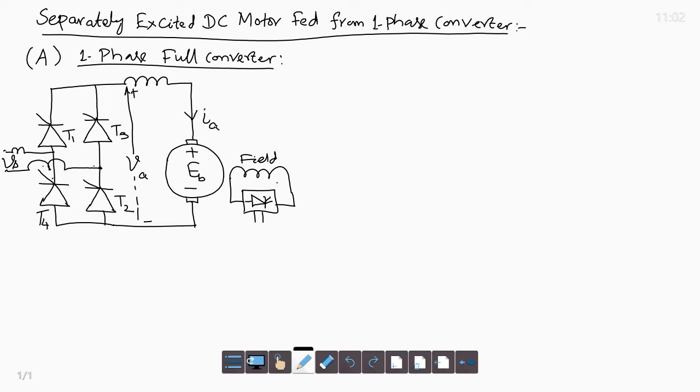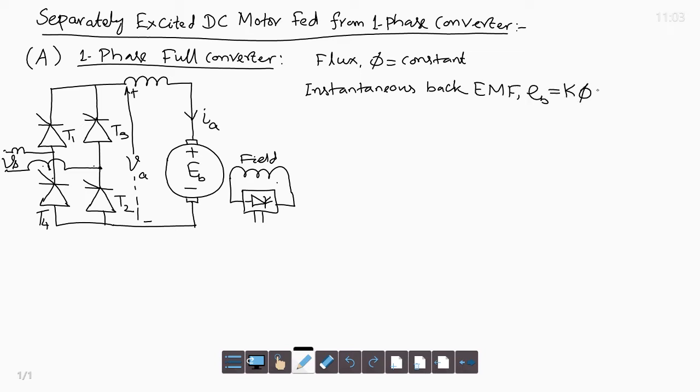So, in a separately excited DC motor, the field flux is maintained constant for armature control. So, flux phi is constant. What about the instantaneous back EMF? Eb is k phi into omega, where omega is the instantaneous speed, and instantaneous torque developed Te is k phi into Ia, where Ia is the instantaneous armature current. Proportionality k phi is the same for back EMF expression and torque expression.